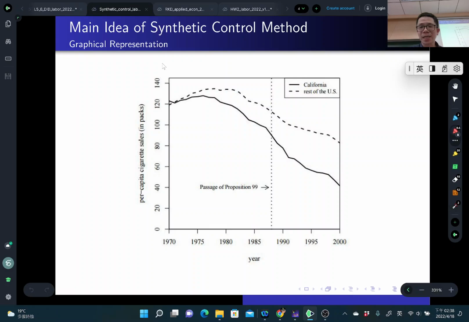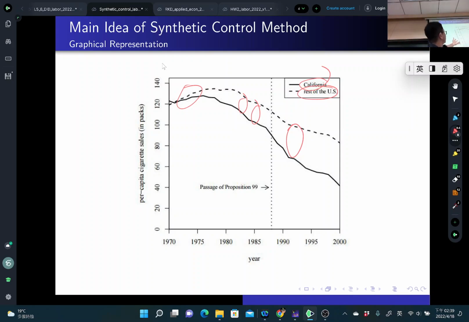So you cannot say this difference after treatment happened really represents the causal effect of the policy. Because before that, California and the rest of US, their cigarette consumption already had some gap. And this gap sometimes is bigger, sometimes is smaller. There's no common trend. If they have some gap, but the gap is constant over time, you still can use difference-in-differences to estimate the causal effect, because you just want to know whether the gap becomes larger or smaller after the policy is implemented.